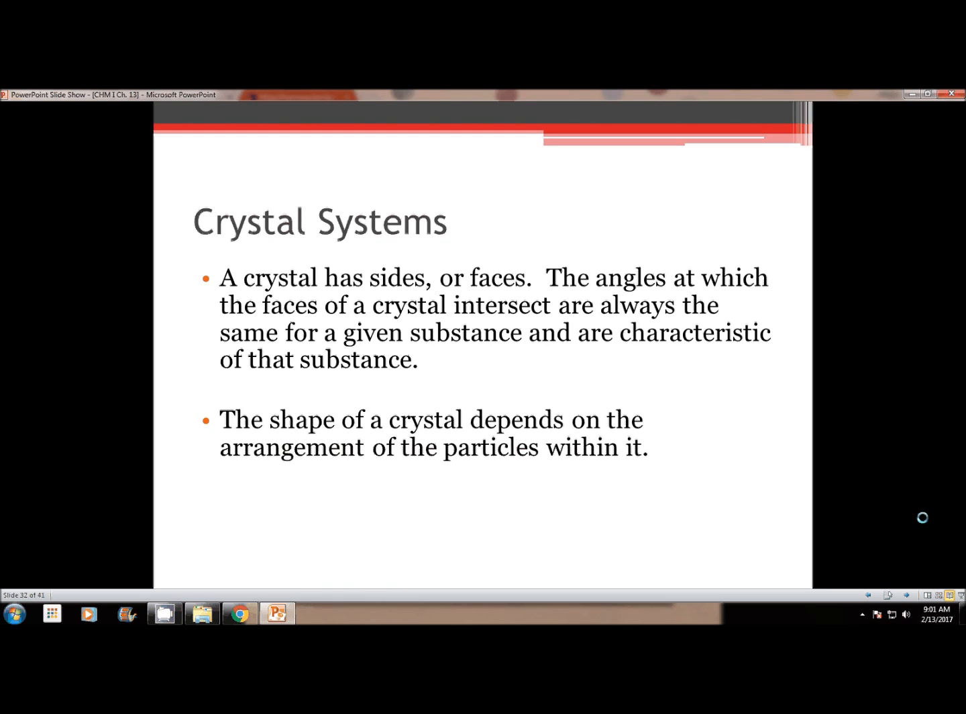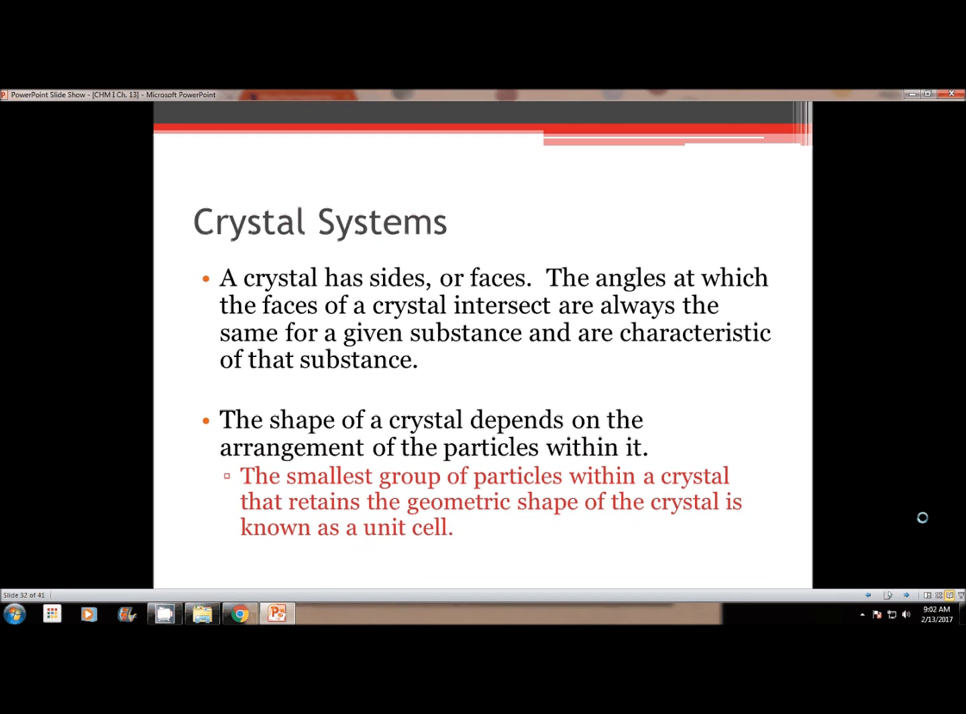Like a diamond, I showed you guys the shapes before of diamond, right? Like the diamond versus the graphite? No? Okay, well I'm going to have to do that this chapter. Okay, the smallest group of particles within a crystal is called the unit cell.